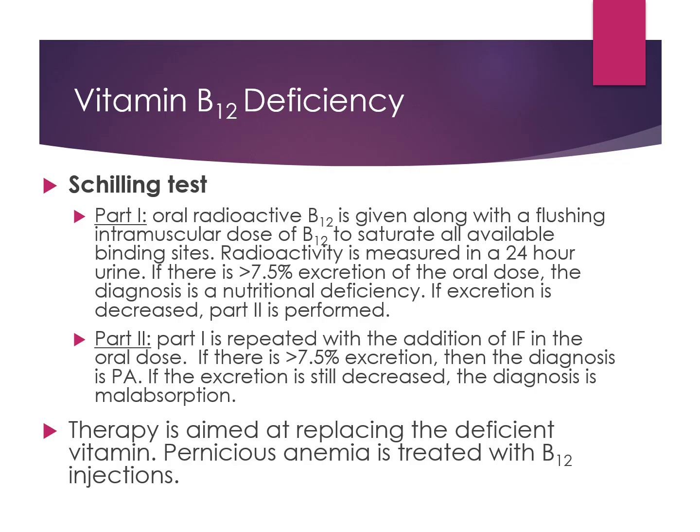So therapy is usually aimed at replacing the deficient vitamin. Pernicious anemia is treated with injections because patients are lacking that intrinsic factor. They can't orally digest or process it because there's no intrinsic factor to bind to it. So B12 injections are what we use. They're the treatment of choice for people with pernicious anemia.